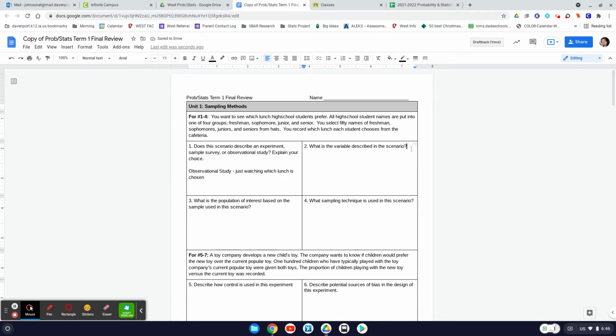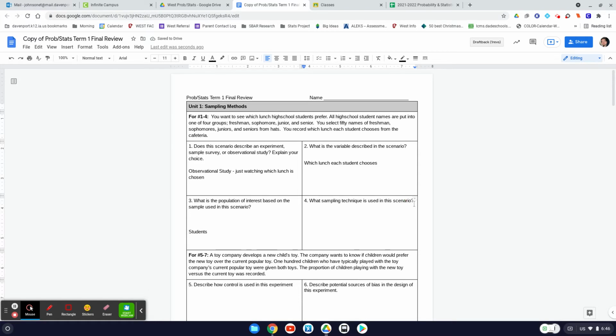Next question, question 2, says, what is the variable? Remember, the variable is the what. So what did we want to know? Well, we wanted to know which lunch each student chooses. As for the population, it is the who. So who are we looking at? Well, we're looking at students.